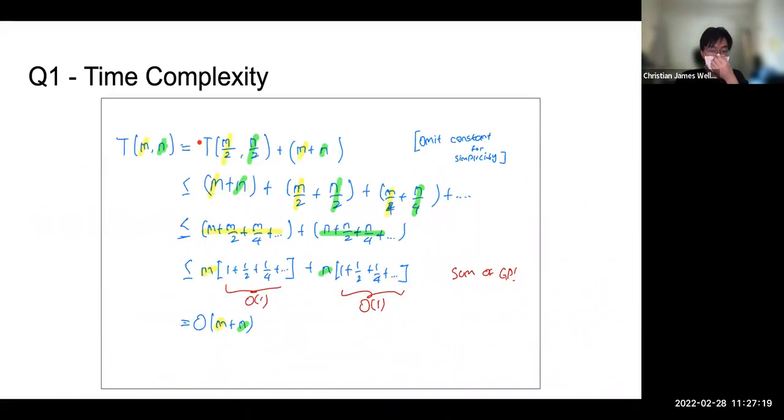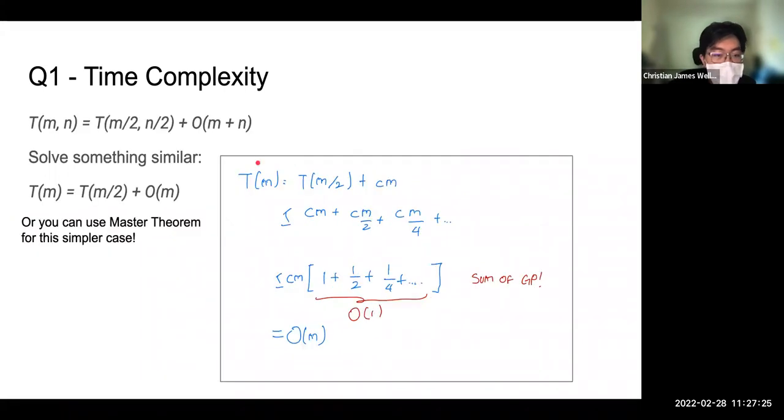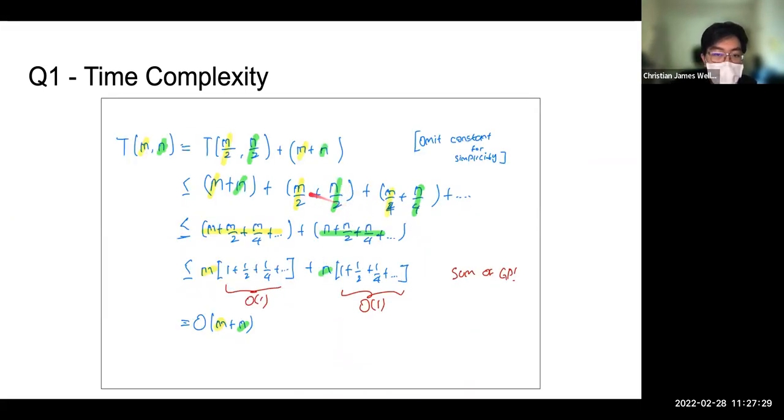So I'm not sure if there's a way to do it by master theorem, but you can at least expand the recurrence, right? Similarly, here we only expand Cm over 2, Cm over 4. But over here, what we can do is expand it together, like m plus n, m over 2 plus n over 2, and so on.